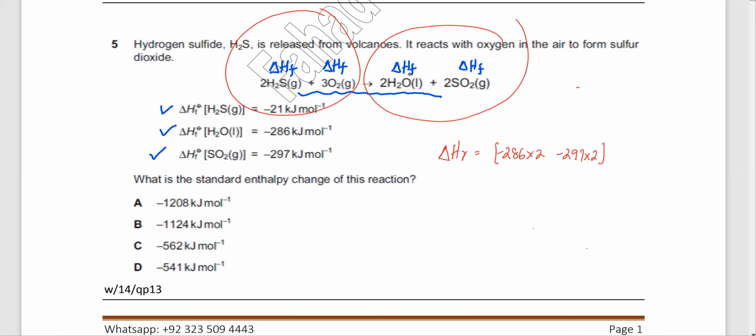So these over here are my products and their enthalpies of formation. And subtract from the reactants. The reactants are 2H2S. So that's minus 21 times 2, and the other one is 0. So this is delta HF, delta HF. Can anyone calculate what is the answer that you're getting? Quickly.